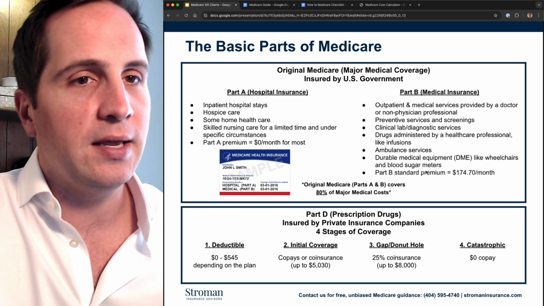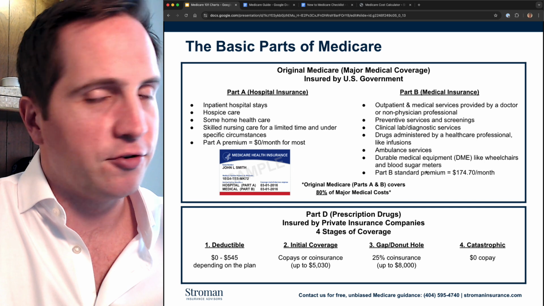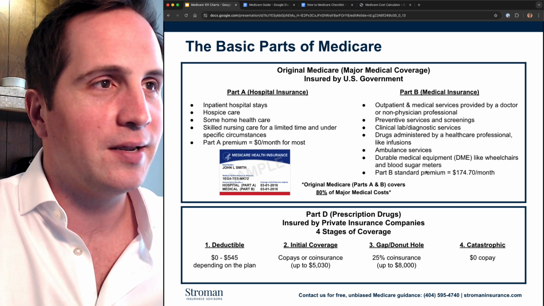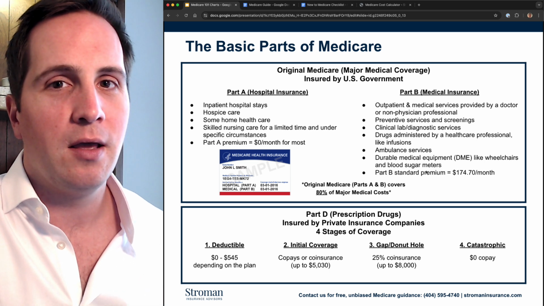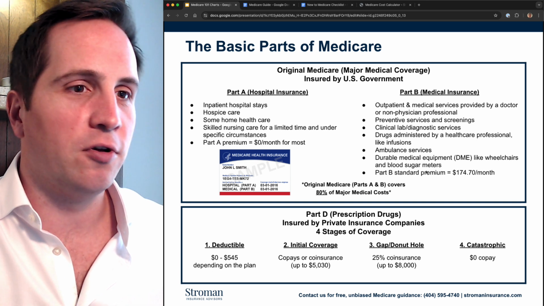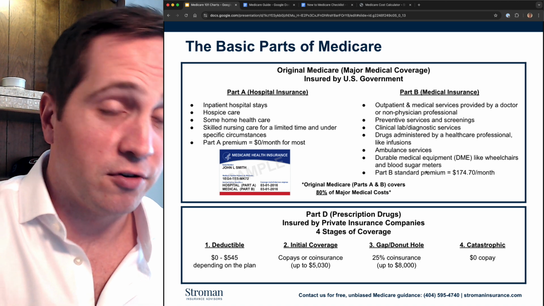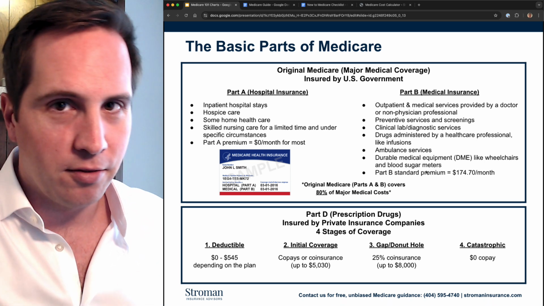So Part B is medical insurance. Again, these are the terms as defined by Medicare. It doesn't make too much sense, but just go with me. So Part B, medical insurance, that's everything mostly outside hospitals. So like your doctor's office visits. Interestingly enough, it also covers the services of a doctor in a hospital, beyond the room and board, which is Part A.